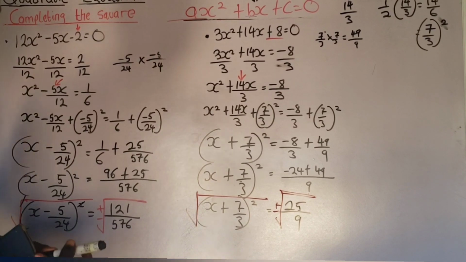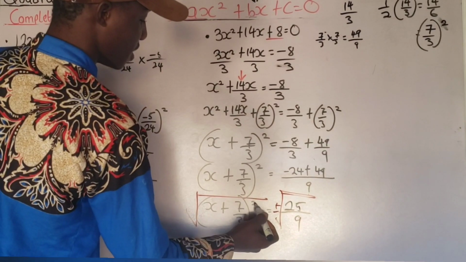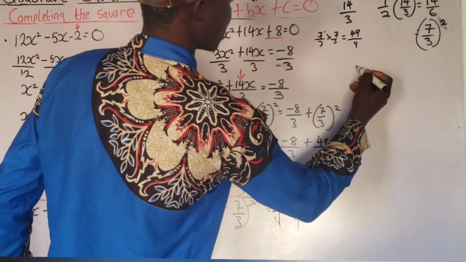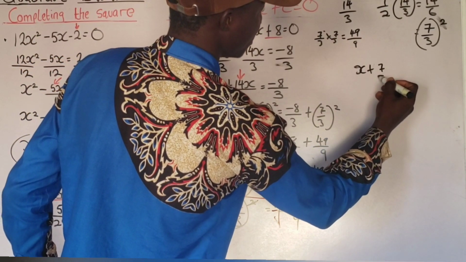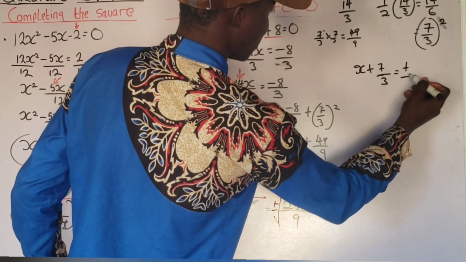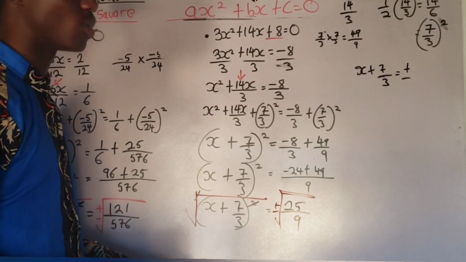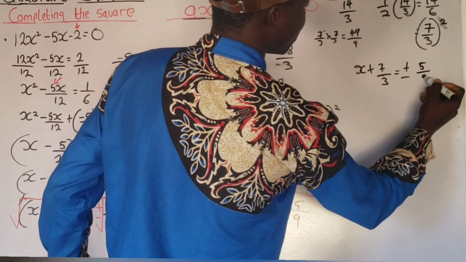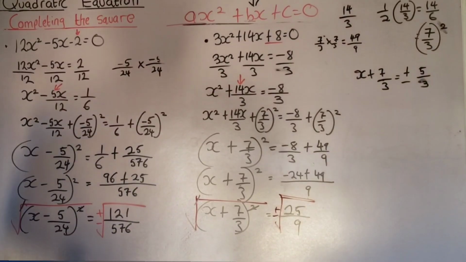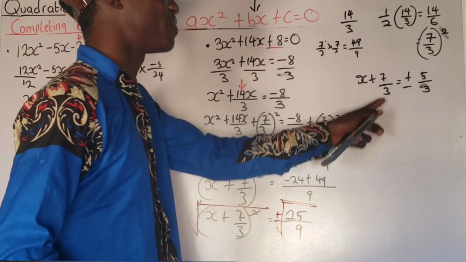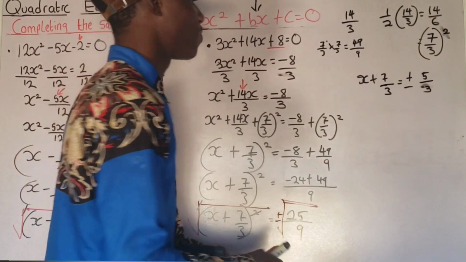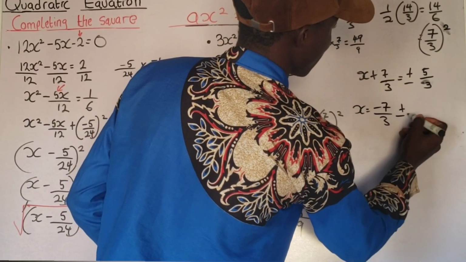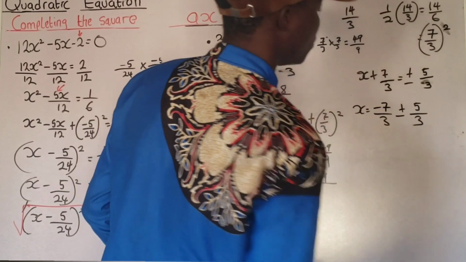You understand? Okay. Now this square will be cancelled by this square root. You understand? So I'm left with what? x plus 7 over 3 equals to plus or minus the square root of 25, which is what? 5. And the square root of 9 is what? 3. So I'm going to have 5 all over 3. The next step is that I'm going to take the positive 7 over 3 to the right hand side of the equation. So for this, I'm going to have x equals to negative 7 all over 3 plus or minus 5 all over 3. You understand?